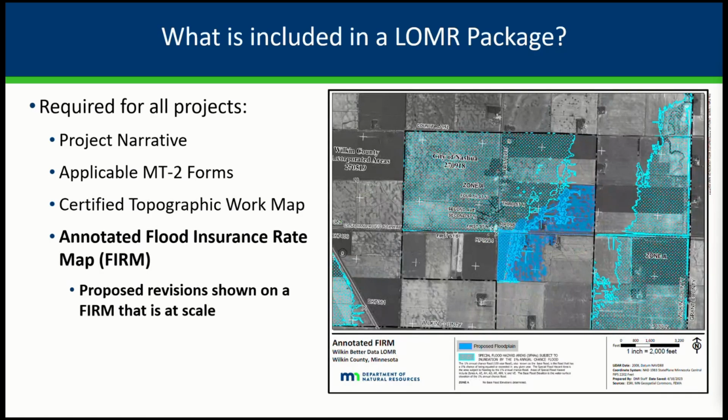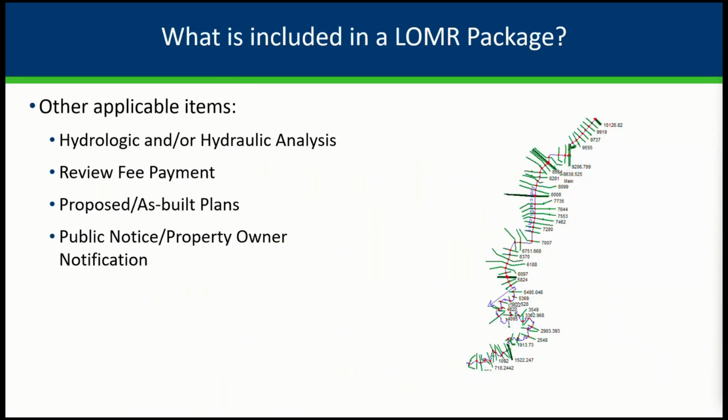The annotated flood insurance rate map is showing the effective map floodplain, and then you overlay what the proposed floodplain is on it. This map is a little hard to see, but the dotted line is the effective floodplain, and the light blue shade is the proposed floodplain in this scenario. These are to scale of the original flood insurance rate map, and then you just overlay that proposed on there. Some other applicable items are the hydrologic or hydraulic analysis.